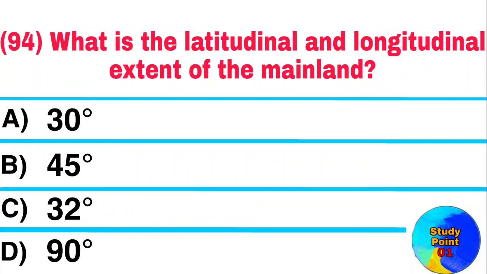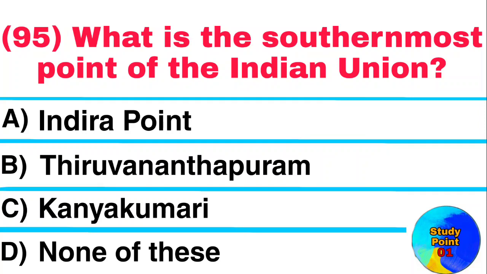Question. What is the latitudinal and longitudinal extent of the mainland? A. 30 degrees. B. 45 degrees. C. 32 degrees. D. 90 degrees. Answer. 30 degrees. Question. What is the southernmost point of the Indian Union? A. Indira Point. B. Thiruvananthapuram. C. Kanyakumari. D. None of these. Answer. Indira Point.